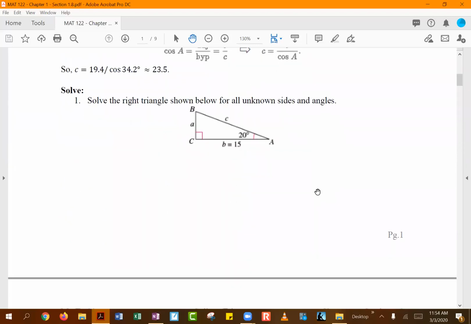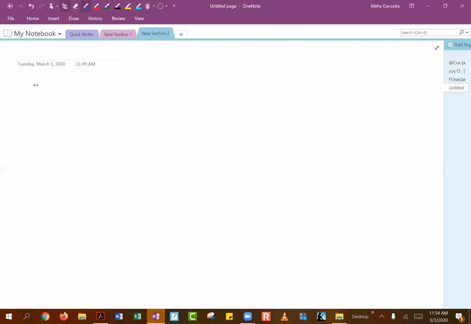So that's pretty much the same thing we are doing here in problem number 1. They're giving us our triangle. We have one given angle and one given side, but again, we know this guy is a 90-degree triangle.